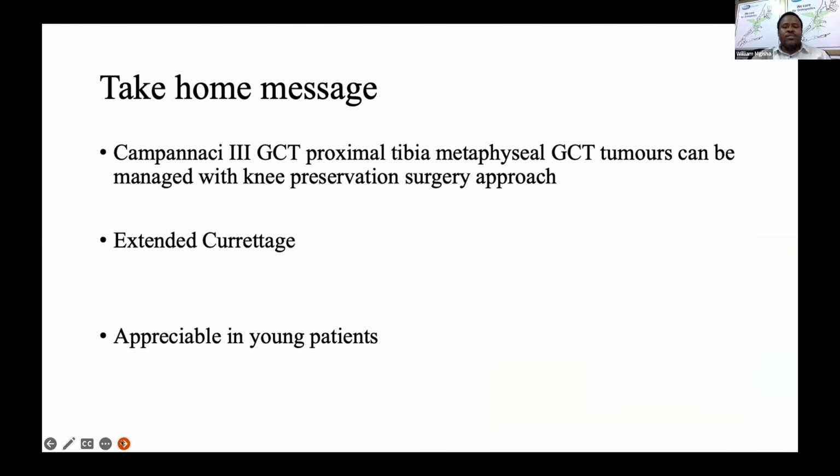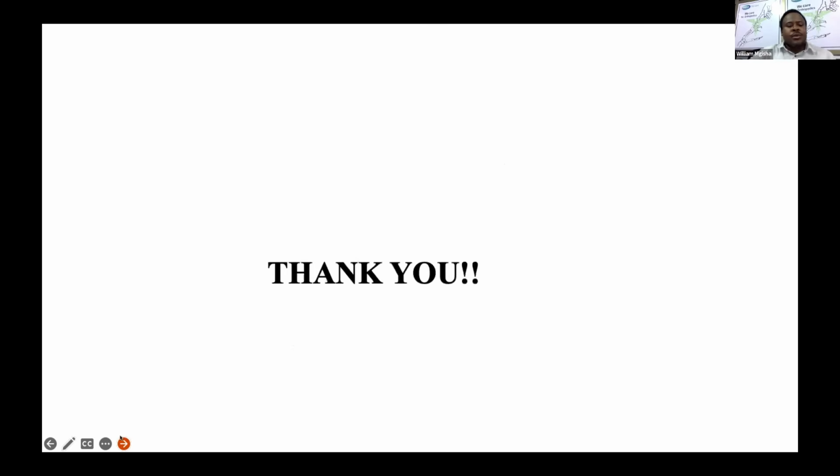So Campanacci grade 3 of a proximal tibial metaphyseal lesion could be preserved if it did not breach into the articular surface through extended curettage, which we know should include the mechanical electric burr, electrocautery, but also chemical adjuvants, like the use of hydrogen peroxide or phenol. But again, I think endoprosthesis should be a consideration in a case where you cannot preserve the knee. This is the measure. Thank you very much.